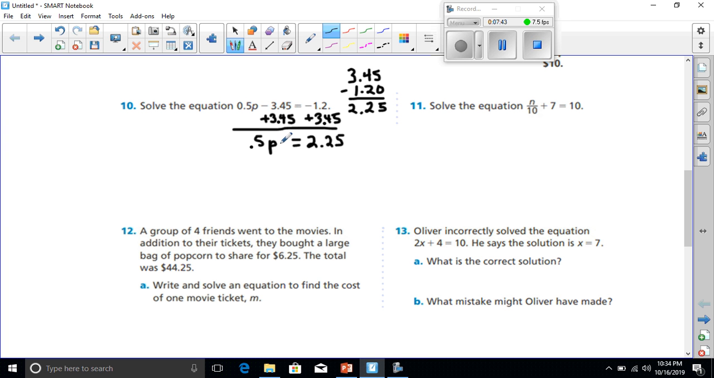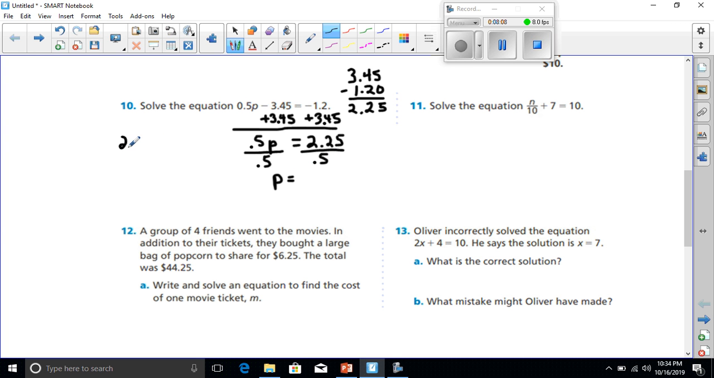And now I have to say, how do I get rid of that 0.5 next to p so I can get p by itself? Well, I'm going to have to divide it by 0.5. And of course, whatever I divide from one side, I divide from the other. Now remember that every fraction is really a division problem. So I have to ask myself, what is 2.25 divided by 0.5?